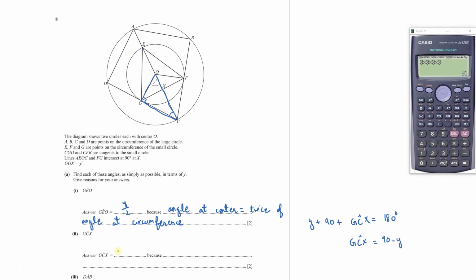So this is 90 minus y, because angle OGC equals 90 degrees, because the angle between radius and tangent is 90 degrees.